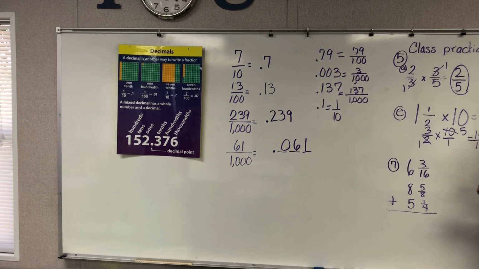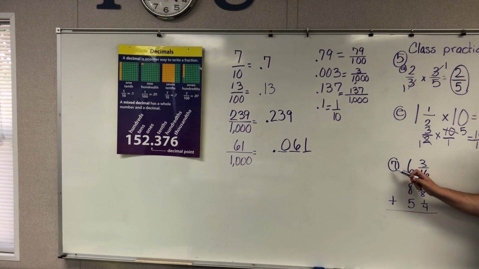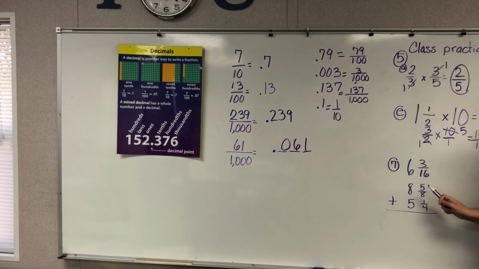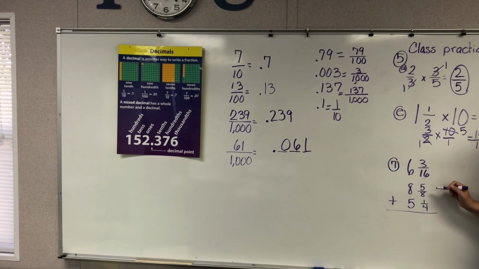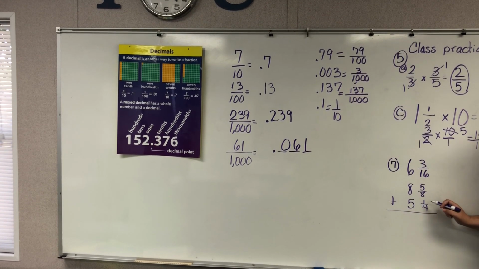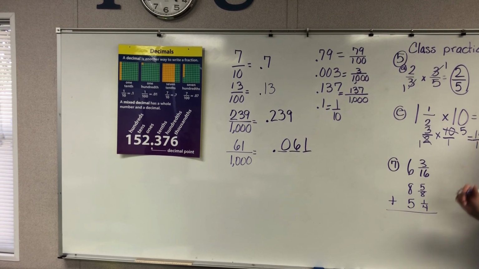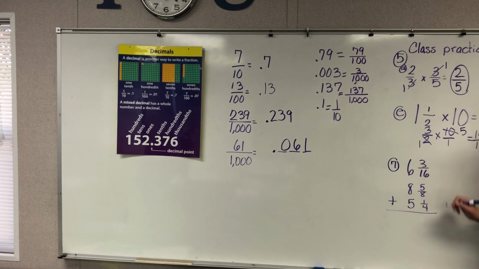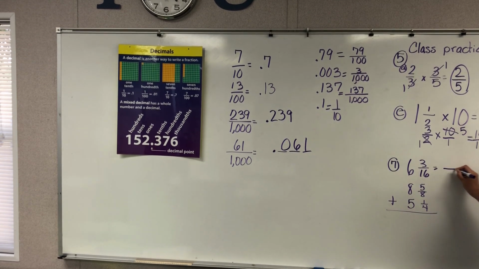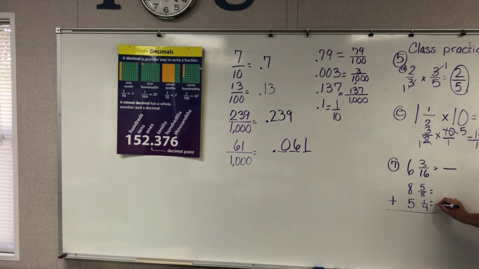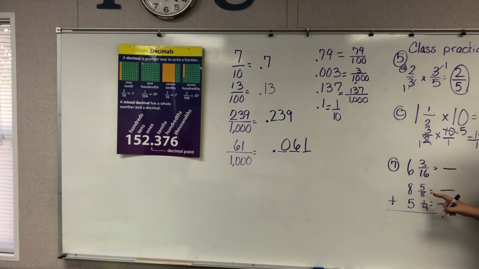The last one we'll do together is number 7, again on lesson 130. 6 3/16 plus 8 5/8 plus 5 1/4. Great, please remember we cannot add fractions that have a different denominator. So you need to change them all to have the same denominator. And 16, 8, and 4, we would pick 16.